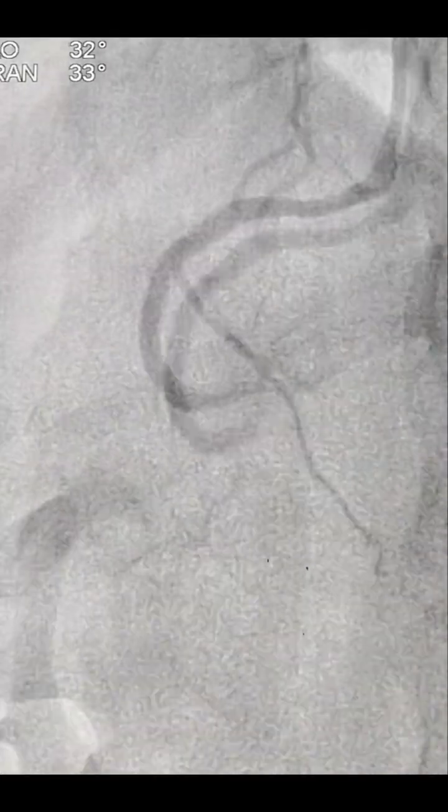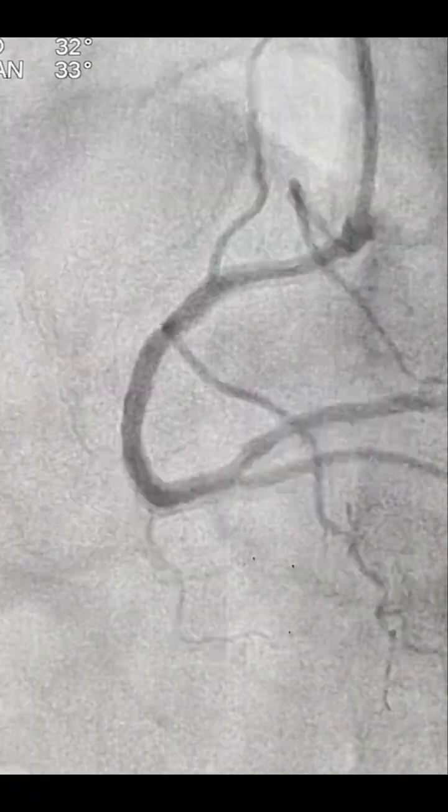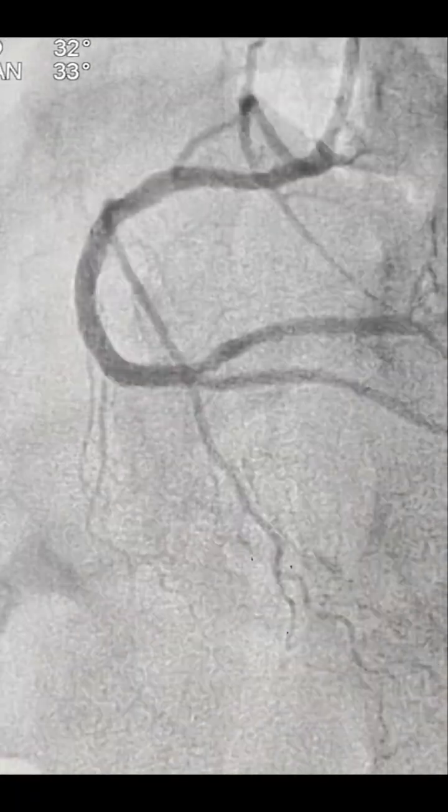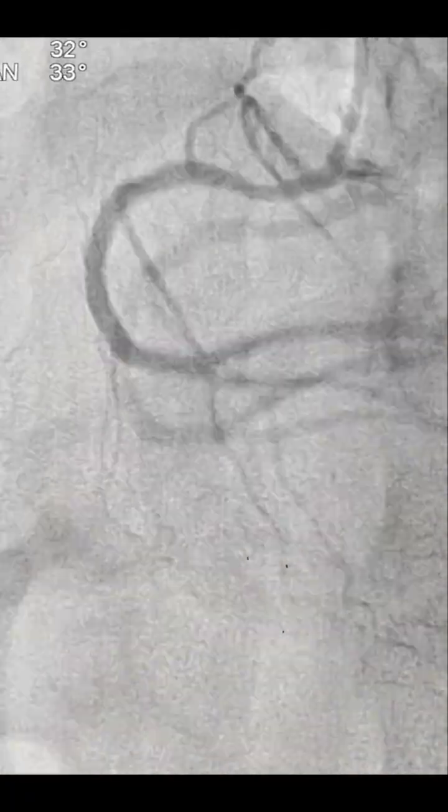So this was the primary angioplasty to the RCA. The patient was in first degree heart block, but then you can see all branches have been saved, and this is TIMI 3 flow. So we shifted the patient to ICU and the patient was stable. There was no hypotension and nothing.